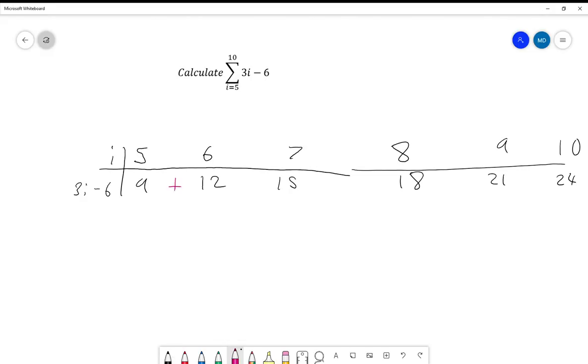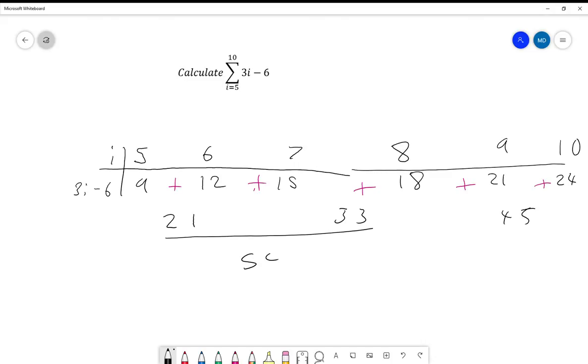Again, the sigma just means add them up. 15 and 18 is going to be 33. 21 and 24 is going to be 45. These two together are going to give us 54, plus 45 is going to be 99. And that is your answer. This equals 99. And that's all there is to it.